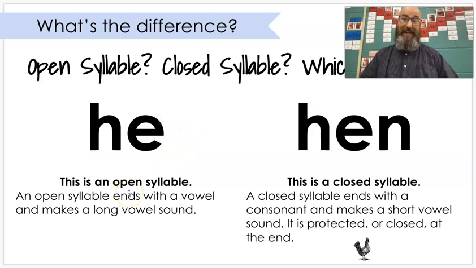For instance, we have the word he here. There's nothing behind it, so it's open. Then we have the word hen, and in the word hen, the E makes a short vowel sound, a short E, and that's a closed syllable. It's closed because it ends with a consonant and it makes the short vowel sound. It's protected or closed at the end.